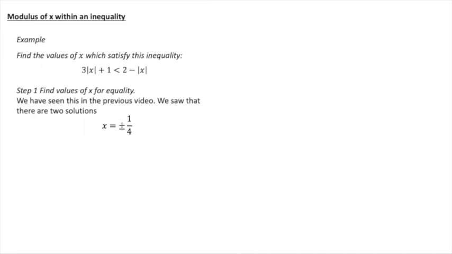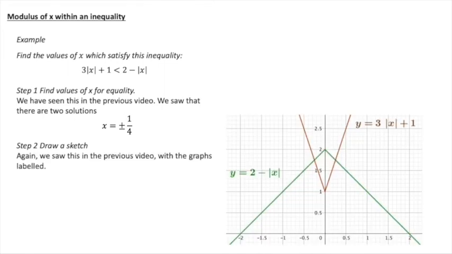We'll also have a look at the modulus of x within an inequality. So for example, we might have 3 times the mod of x plus 1 is less than 2 take away the mod of x. First step, find values of x which give us equality. And we've seen this in the previous video, and we saw that there are two solutions, x equals plus or minus a quarter.